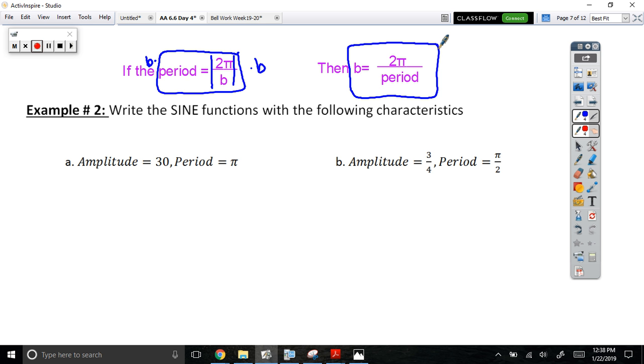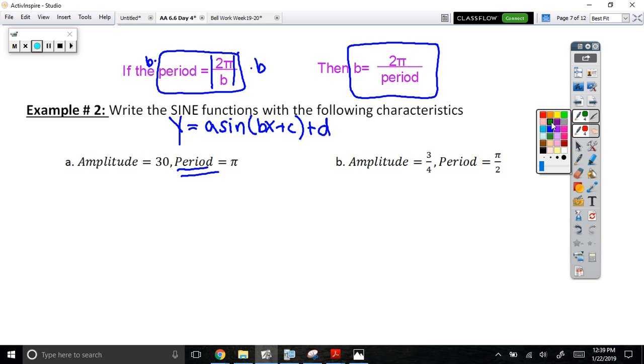The reason that this one is more useful is that I'm going to tell you what the period is, but I'm going to want you to write it in the sine notation, which is always A times the sine of bx plus c and plus d. Now in all of these, they don't tell you anything about a shift, so c and d will be 0. But we do need to identify what a and b are.